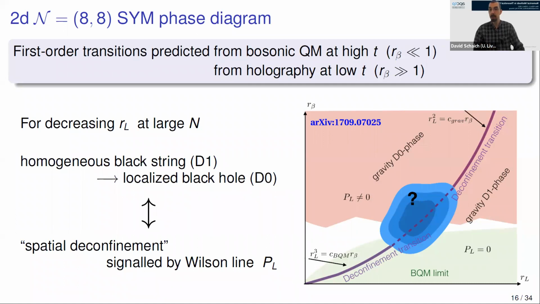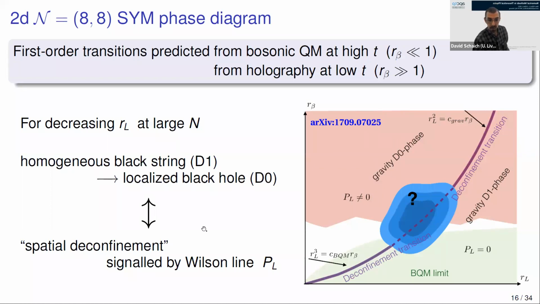And the opposite limit, the more interesting and more complicated one, where holography is reliable, there is the holographic prediction that if N is sufficiently large, there should be a first order transition from a homogeneous phase describing a black string, or a D1 brane, through a first order transition to a D0 phase of localized black holes.